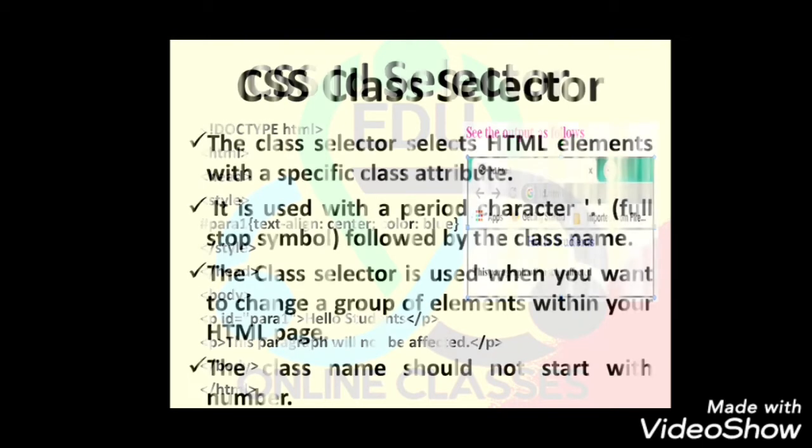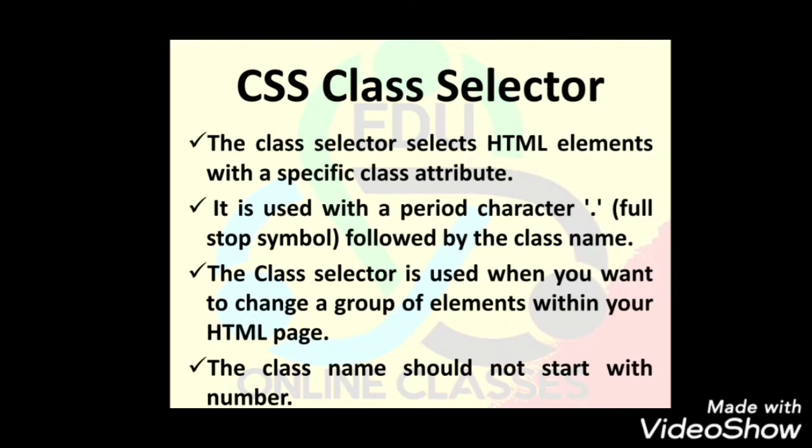Now continuing to the next topic, the CSS Class Selector. The CSS Class Selector selects HTML elements with a specific class attribute. It again uses a special symbol, that is the full stop, dot symbol or period character, followed by the class name. We declare it in the same way as the ID selector. The class selector is used when you want to change a group of elements within your web page. The class name should not start with a number.